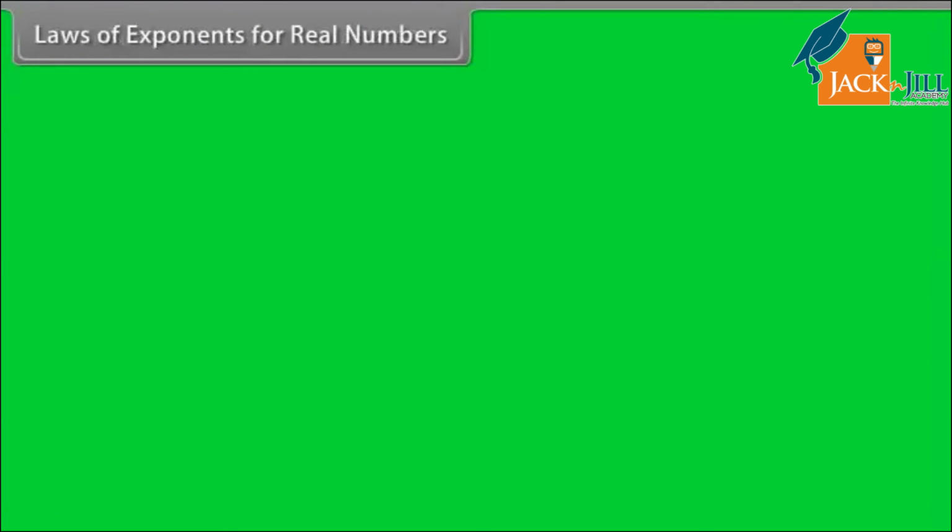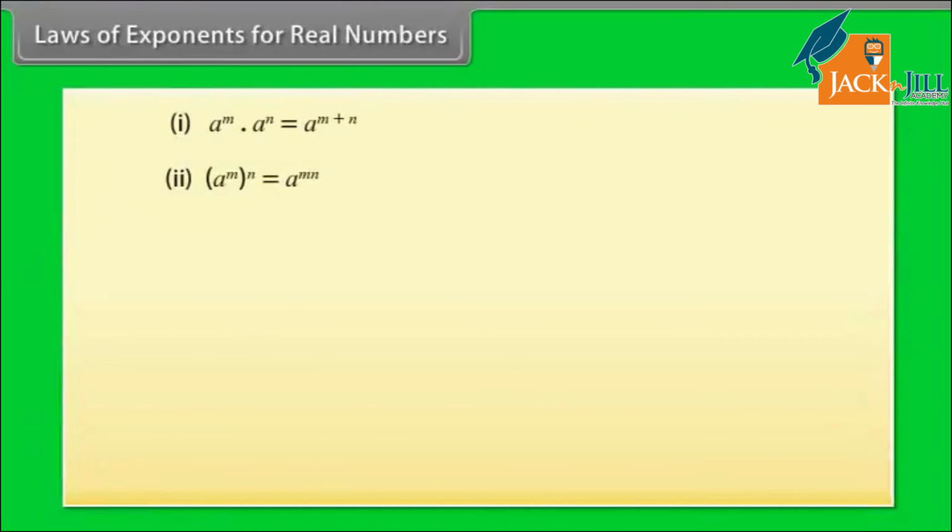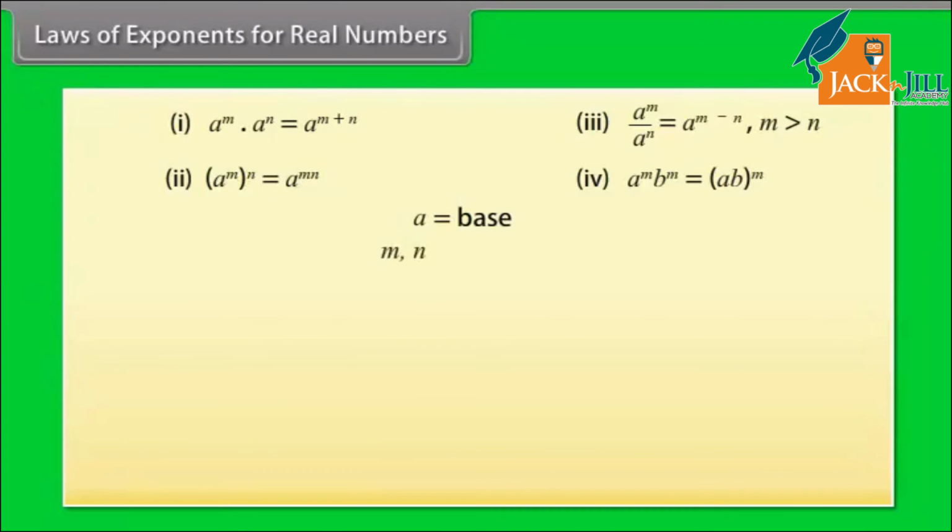Laws of exponents for real numbers. Remember the given laws of exponents. Here a is called the base and m and n are the exponents. Now guess what is a raised to the power 0? Yes, a raised to the power 0 is 1.